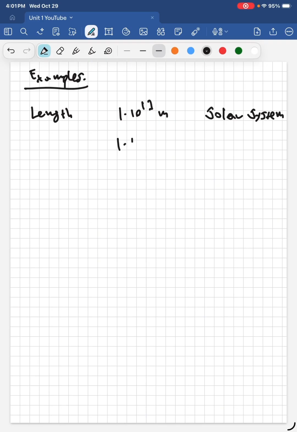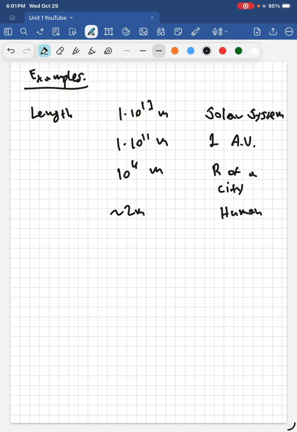Then 1 times 10 to the 11 meters is 1 astronomical unit, which is the distance between the Earth and the Sun. Then 10 to the 4 meters, for example, is the radius of a city. Okay. Then about 2 meters is the height of a human. So let's write human. And then about 10 to the negative 5. So about 10 micrometers is a cell. Okay. A human cell or a plant cell or whatever.